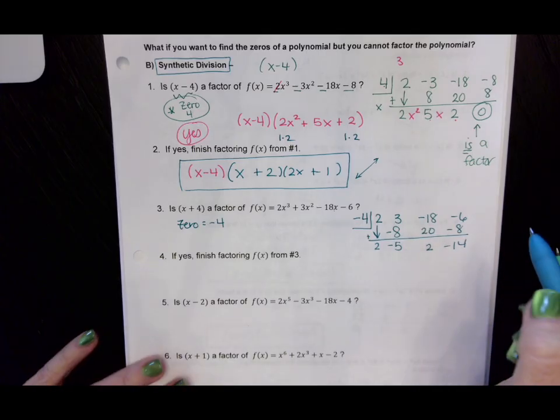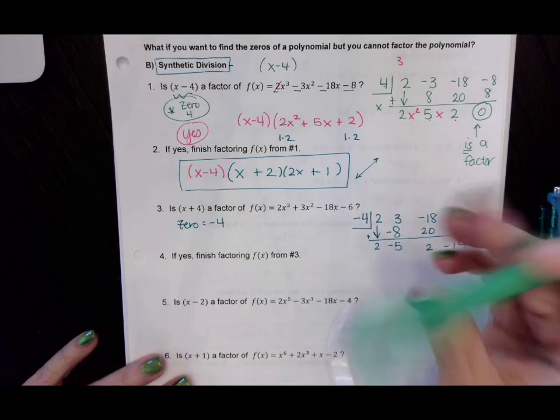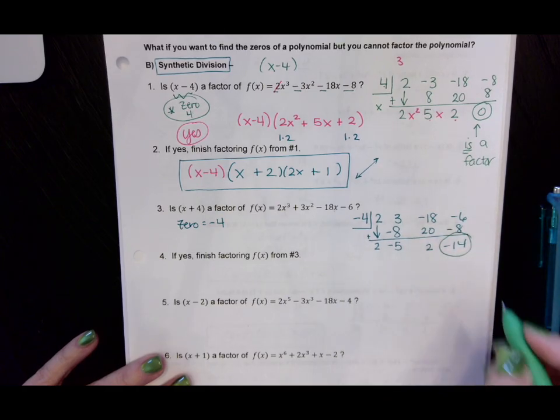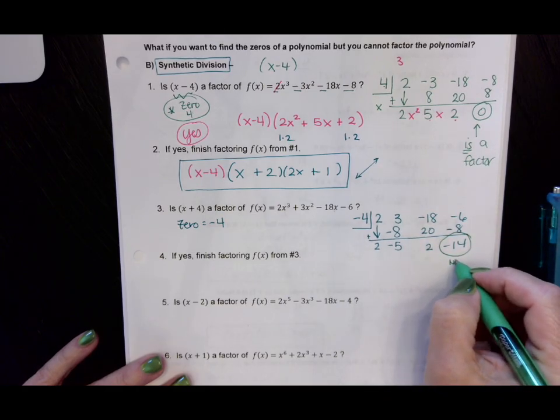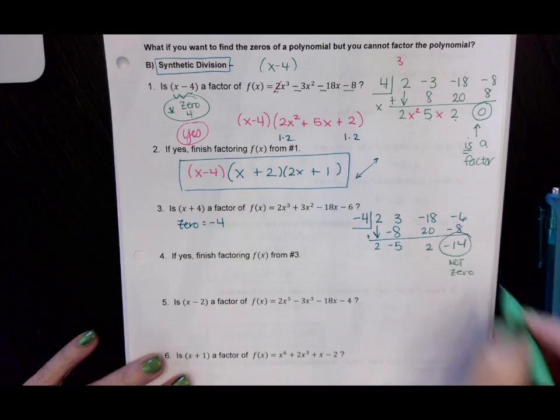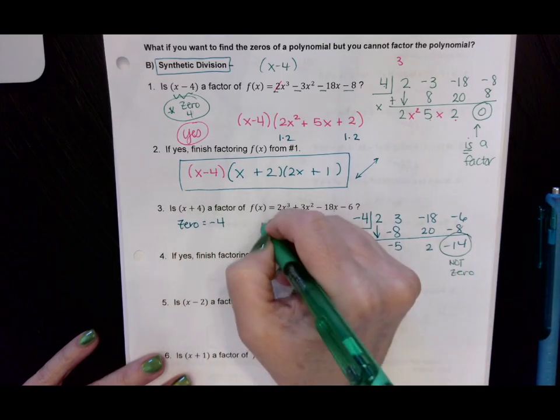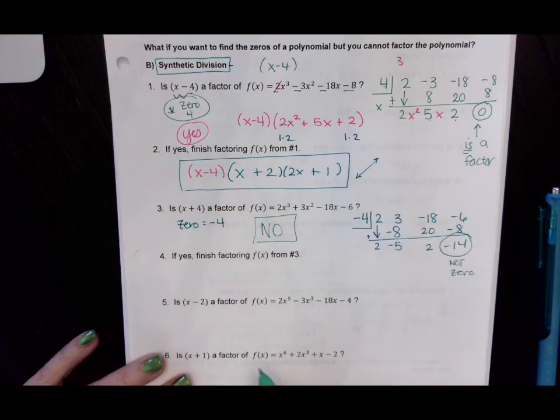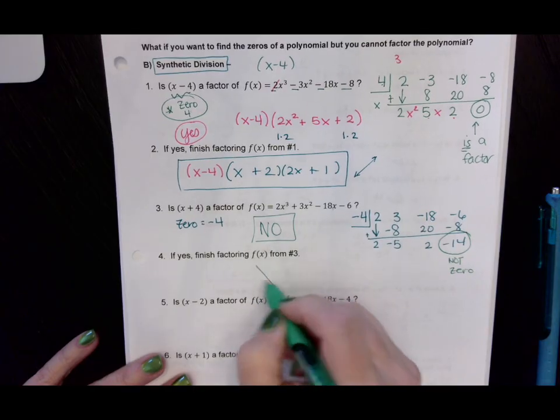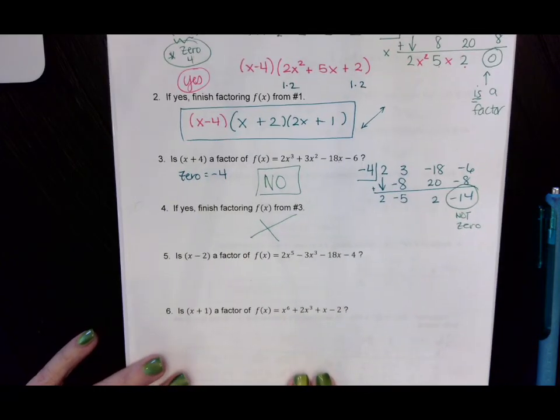All right, so remember, if it's a factor, this has to be 0. This is not 0. So, is this a factor? No. So if yes, finish factoring. Well, it's not, so we can't finish factoring.